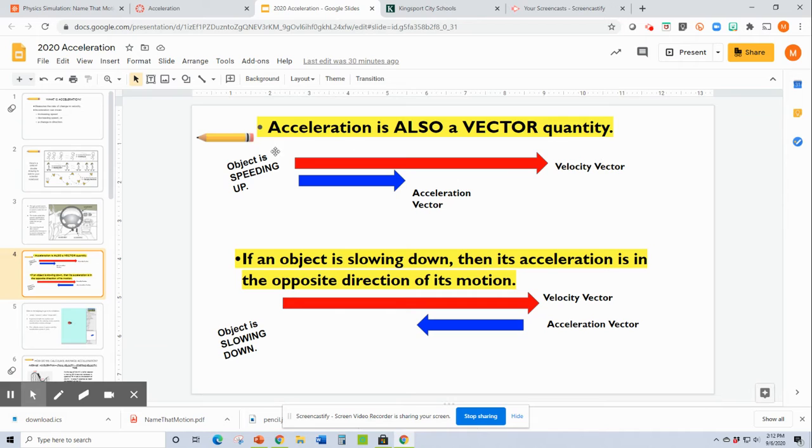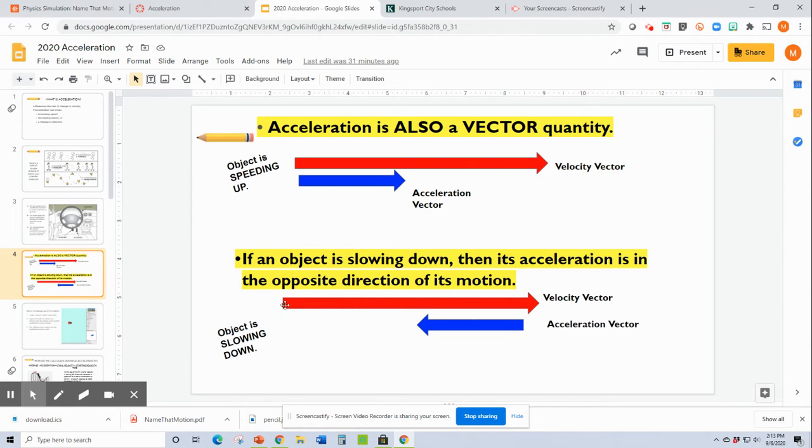And this velocity vector is simply telling me that it is going at a certain speed in a certain direction. If I'm also given an acceleration vector along with it, and we have seen this type of assessment question where they would give you these two vectors and then they would ask you, what does this tell you about the object? Well, if it is accelerating in the same direction as the velocity, that object is speeding up.